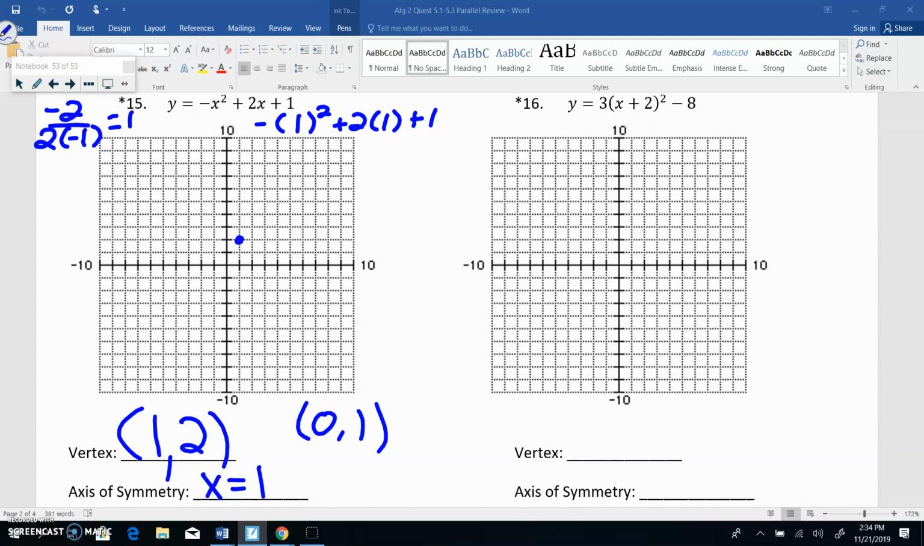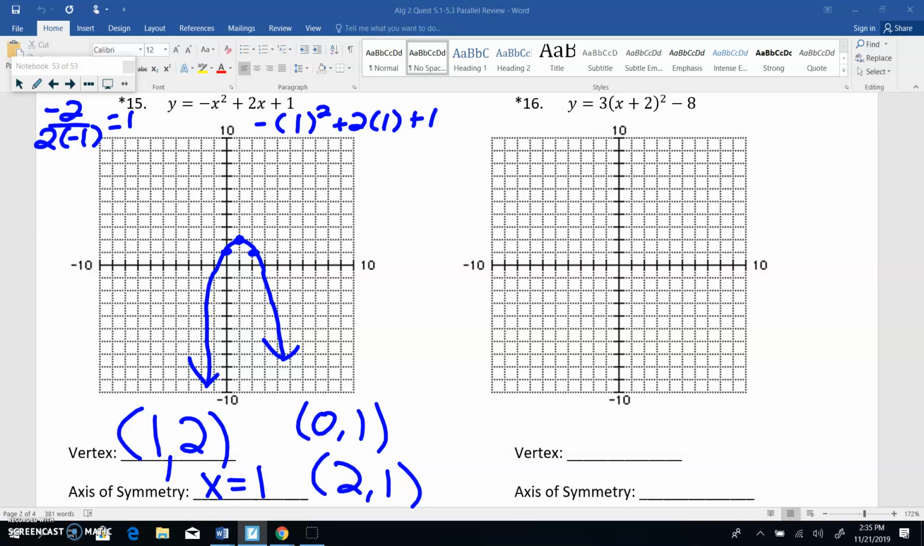1, 2 is right here. 0, 1 is right here. I'm going to draw a line down, so I know which way I need to go to find my corresponding point. To get from my vertex to my y-intercept, I had to go down and to the left. So to get my corresponding point, I should go down and to the right. I went down 1, left 1, so I should go down 1, right 1. That will give me my other point, which happens to be 2, 1. So obviously off to the right there, 0, 1 is your y-intercept, and 2, 1 is the corresponding point to the y-intercept.